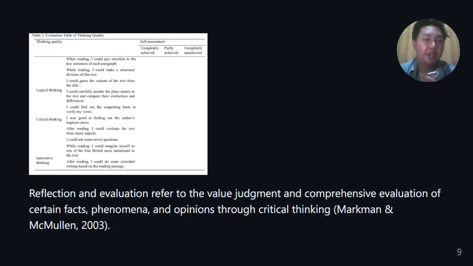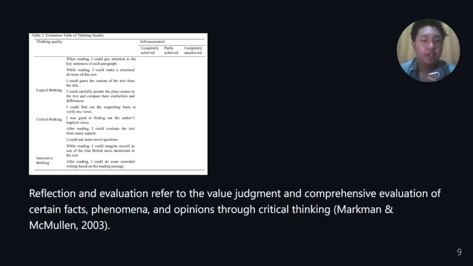stage, I was good at finding out the author's implicit views. After reading, I could evaluate the text from many aspects. So logical thinking, critical thinking, and innovative thinking will have questions in accordance with their concepts. And then the student will check which one they feel like they have. Have they achieved completely the concept, or partly achieved, or completely unachieved?